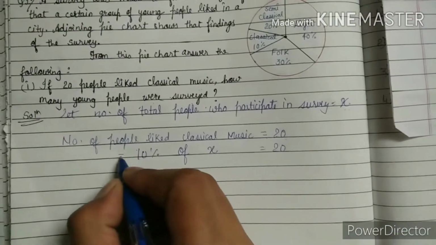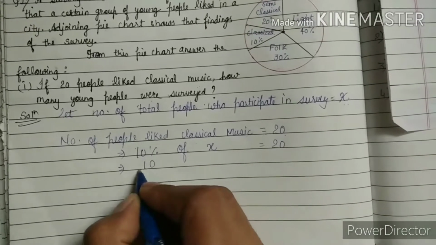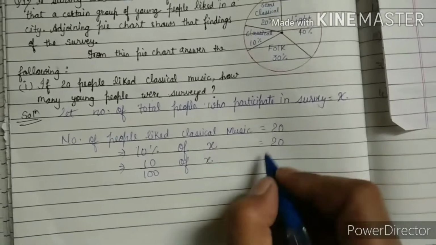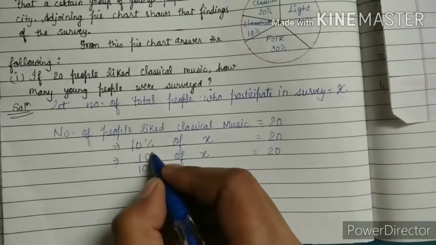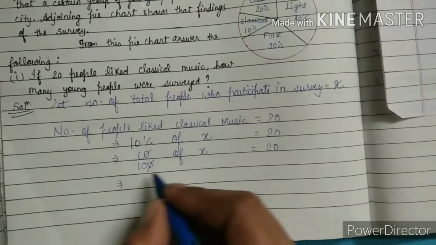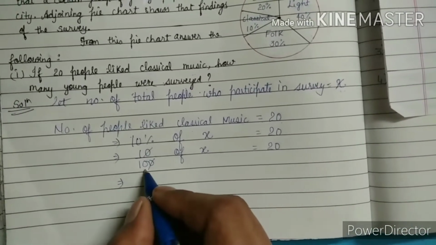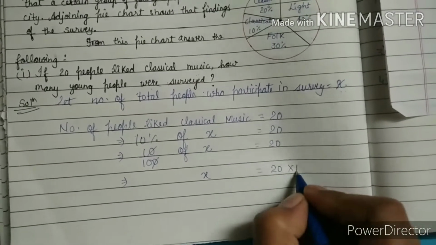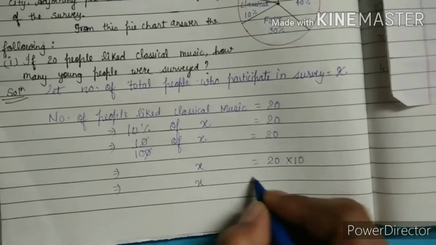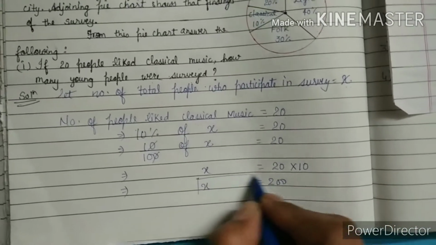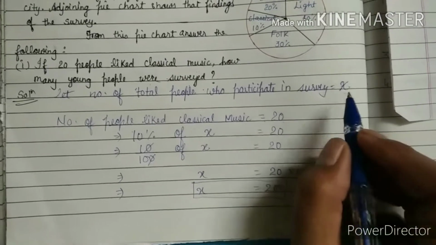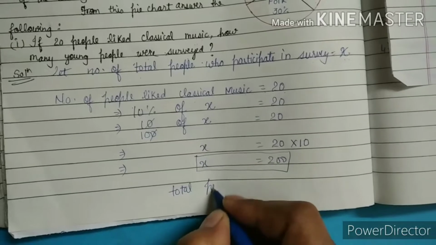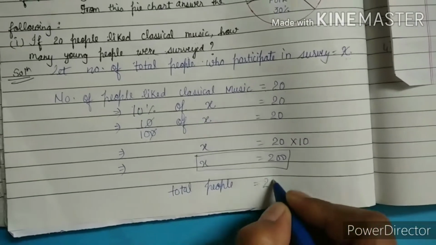Now when we remove the percentage symbol, it will give us 100 below, of x as it is. Of means multiply. So 0 to 0 cut. This 10 will go to the opposite side. Here it is in division, so it will go to multiplication. So 20 into 10 will give us the value of x as 200, and x shows us the total people. It means we can say total people is equal to 200.